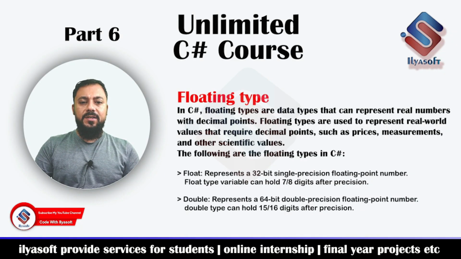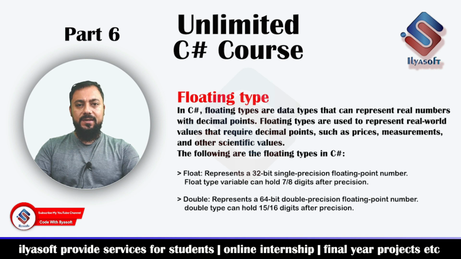Floating types. In C sharp, floating types are data types that can represent real numbers with decimal points. Floating types are used to represent real world values that require decimal points, such as prices, measurements, and other significant values. The following are the floating types in C sharp. Float represents a 32-bit single precision floating point number. A float variable can hold 7 to 8 digits after the point. Double represents a 64-bit double precision floating point number. Double type can hold 15 to 16 digits after the point.